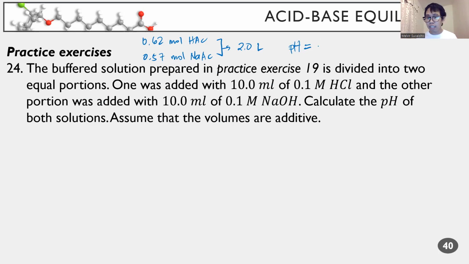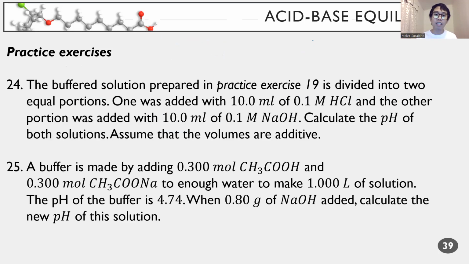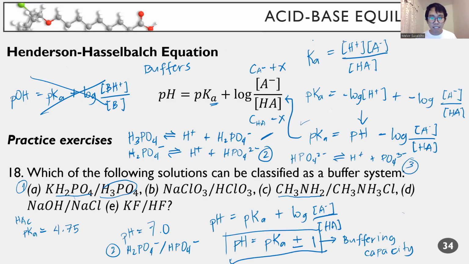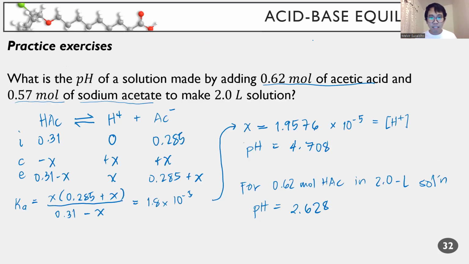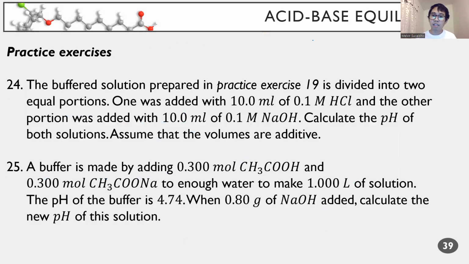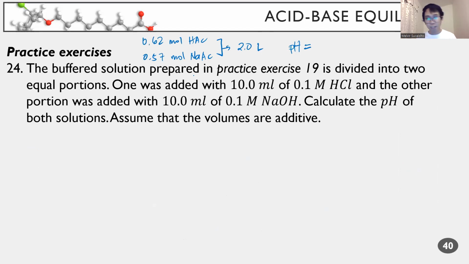Originally, the pH of the solution was already calculated. What is it? Why is it pH 4.728? Why did you assume that volumes are additive when they literally are not? Because volumes are not additive. What? My entire life is a lie.